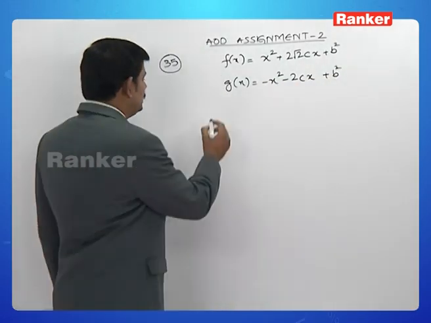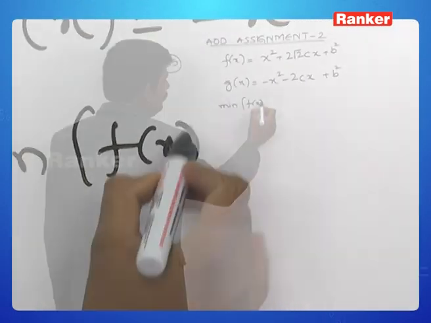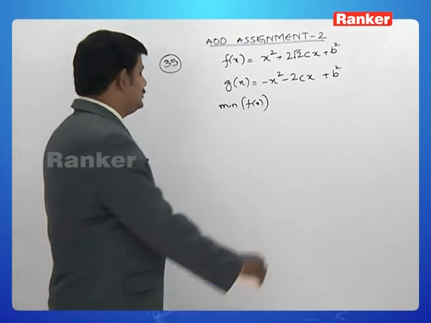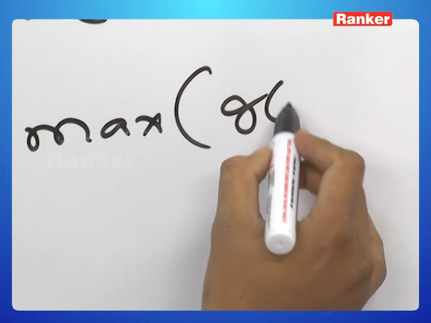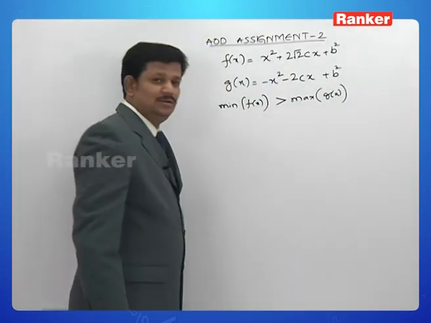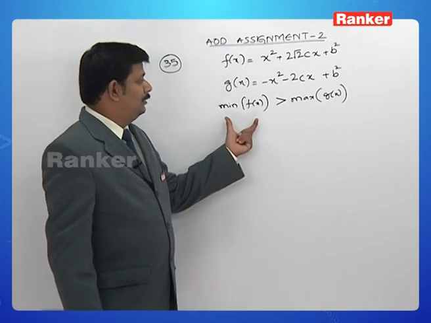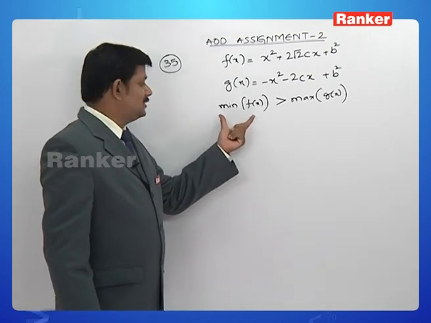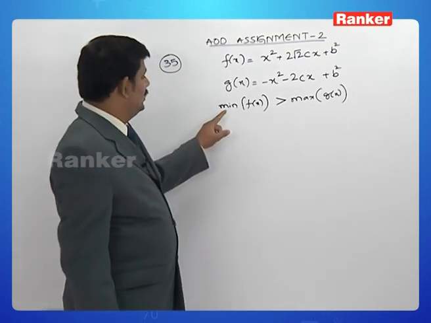Now, it is given that minimum value of f of x is greater than maximum value of g of x. So, we need to find the condition on b and c such that minimum value of f of x is greater than maximum value of g of x.